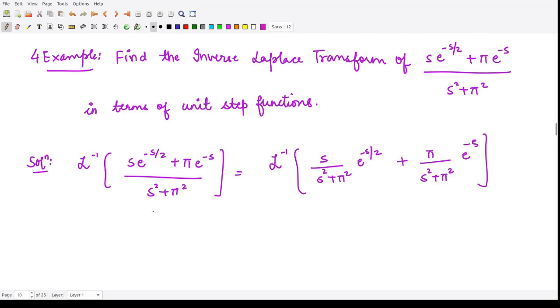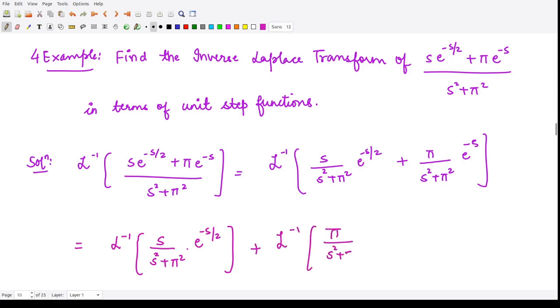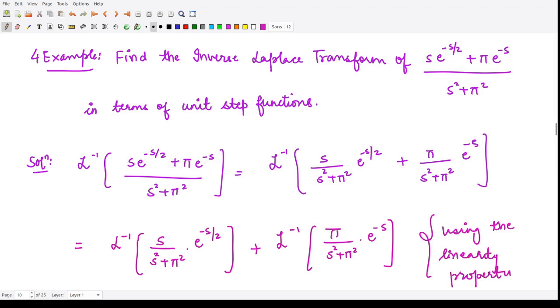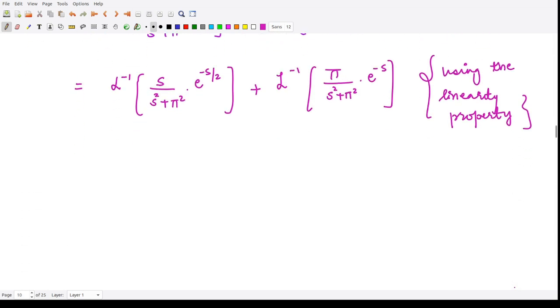So the first step over here is we will separate out the terms. So it would be equal to Laplace inverse of the first term, s divided by s square plus pi square into e to the power minus s by 2, plus the Laplace inverse of pi divided by s square plus pi square into e to the power minus s. So this is using the linearity property. Using this linearity property, now we are able to apply the second shifting property here.